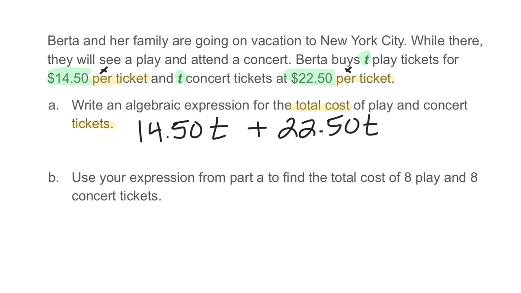Now, these are like terms. They can go together. So I can add $14.50 and $22.50 to simplify this into 37T. Then they ask us to use this expression to find the cost of 8 play and 8 concert tickets. So I can either use the $14.50T plus $22.50T and plug 8 in for the ticket for both, or I can use my simplified one and plug 8 in right there for T. I'm going to do that because it's a little bit easier.